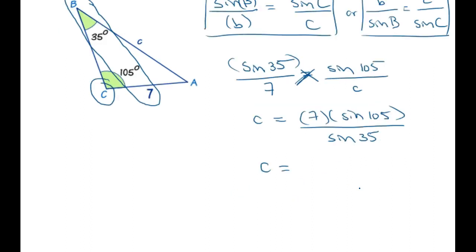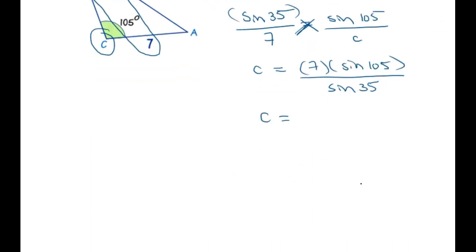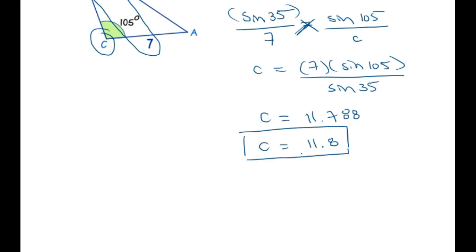So plugging that into my calculator, 7 times sine of 105 divided by sine of 35, I end up getting 11.788, etc. And I'm going to round that to one decimal place, 11.8. I don't have any unit associated with it, so I'm just going to leave it as is. So according to sine law, C has to be 11.8 for my side length.